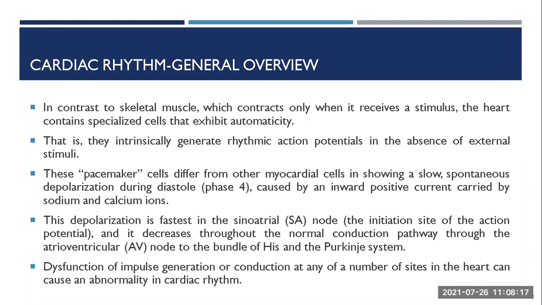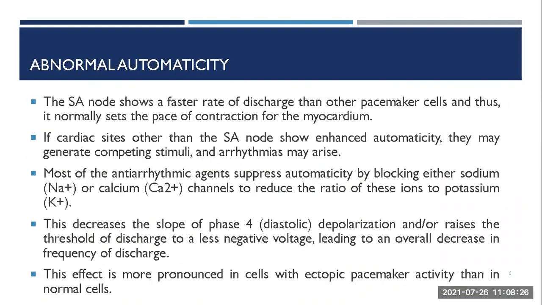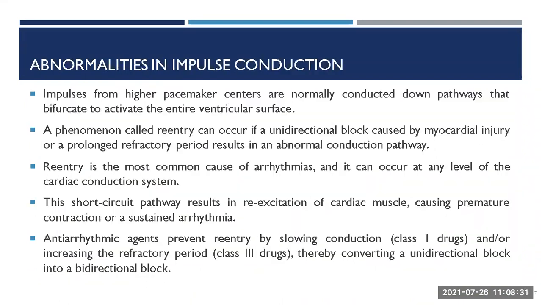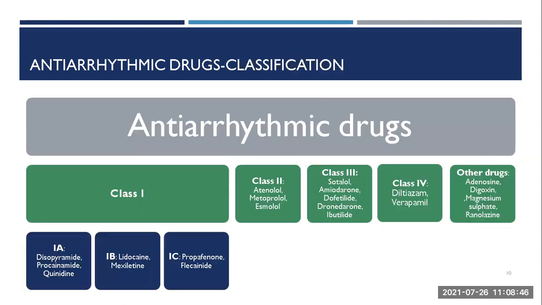We have studied everything about the arrhythmia. We have also studied the types of arrhythmia, then causes of arrhythmia, then what is the abnormal automaticity, what are the abnormalities in impulse conduction, and also we have started with the anti-arrhythmic drugs and what are the objectives of the anti-arrhythmic drugs. Okay, so treatment objectives we have studied. So we have studied the classification.